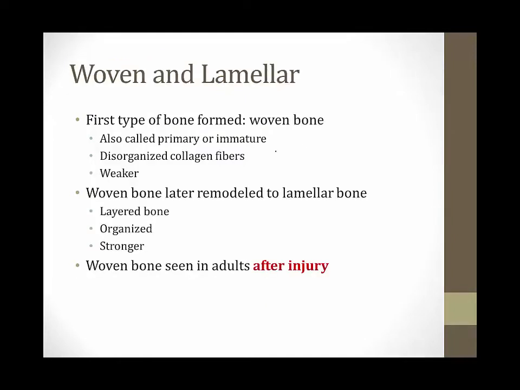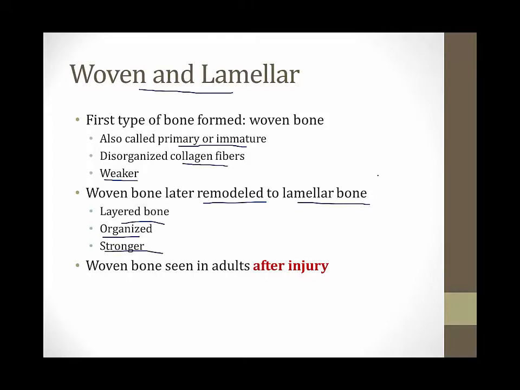We'll get back to the in utero formation of bone tissue in a minute, but let me pause and mention woven and lamellar bone. Woven bone is the first type of bone formed by osteoblasts. It's also called primary or immature bone, and it contains disorganized collagen fibers, and it's relatively weaker bone. Later, this woven bone is remodeled or replaced by osteoblasts and it becomes lamellar bone. Lamellar bone is layered and organized and stronger.